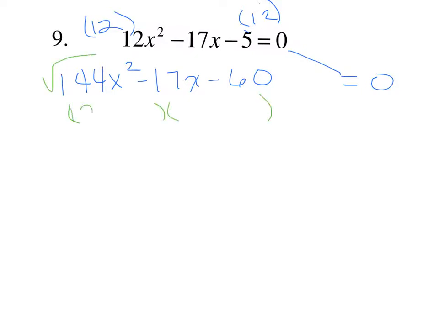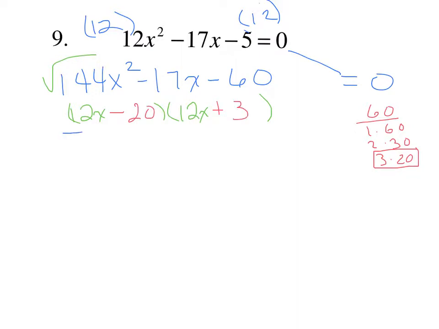The next step is to square root the first term. So the square root of 144x squared is 12x. Put your signs in. They're going to be negative, positive. So we're looking for factors of 60 that subtract to make 17. I think we're going to have to make a list here. 60 is 1 times 60, 2 times 30, 3 times 20. Oh, there they are. 3 and 20 subtract to make 17. Write the biggest one first.